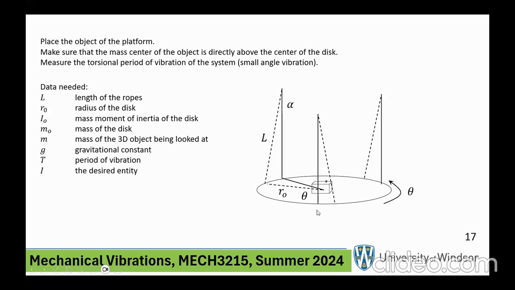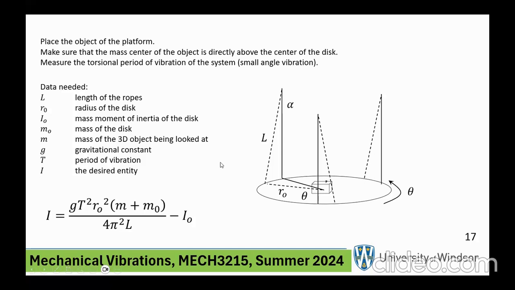In other words, when you twist this thing, having placed the object that you want to measure something about with its mass center directly above the center, it will oscillate with this period. And what we want to know is I, which is the mass moment of inertia of this object about its mass center in the vertical direction. So the axis you want to measure about is the vertical direction through the mass center of this object.